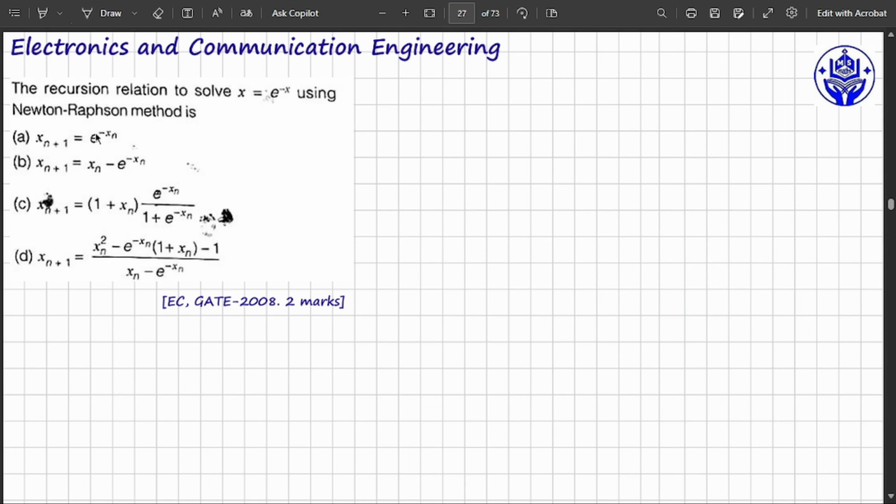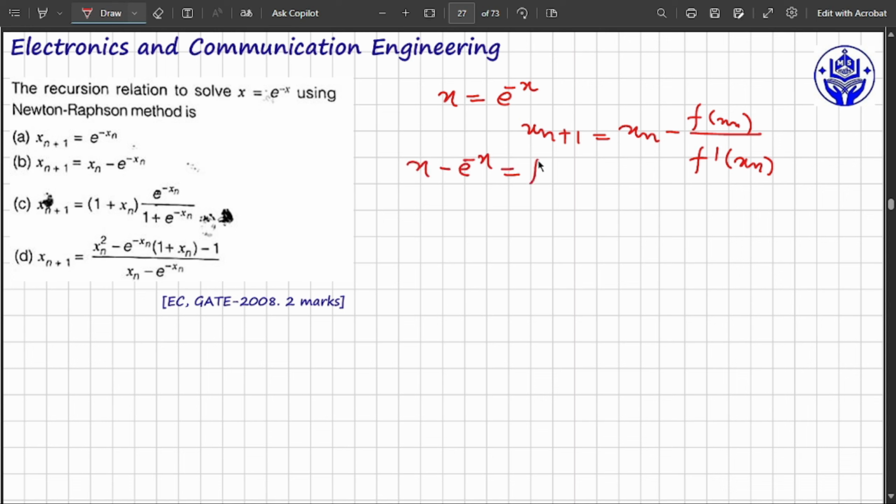Next question is related to the recurrence relation to solve x equals e to the power minus x using Newton-Raphson. Basically, if you put this function into the Newton-Raphson formula, xn plus 1 equals xn minus f of xn divided by f dash of xn, then what will it be? So x minus e to the power minus x is my f of x. So f dash of x is 1 plus e to the power minus x.